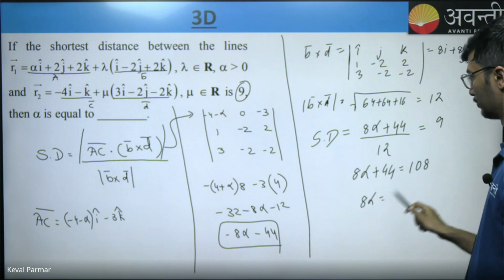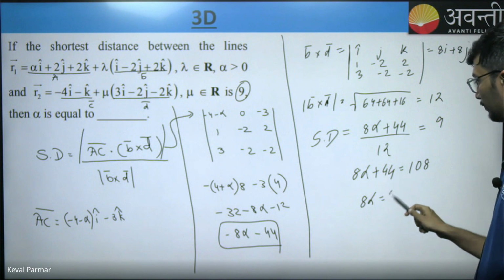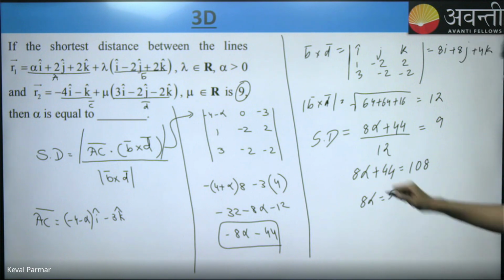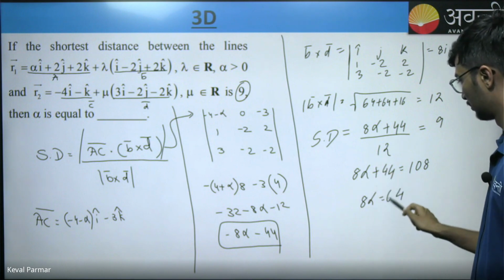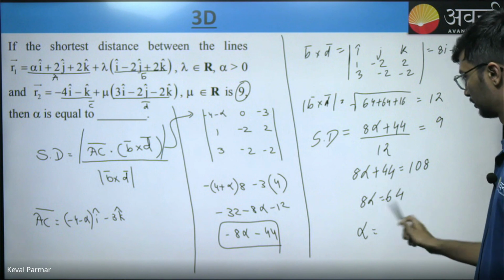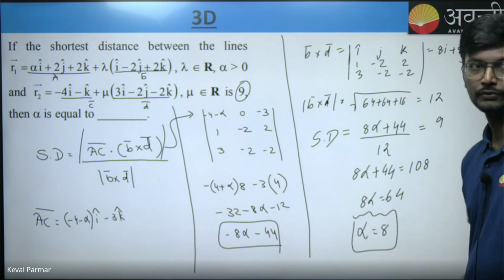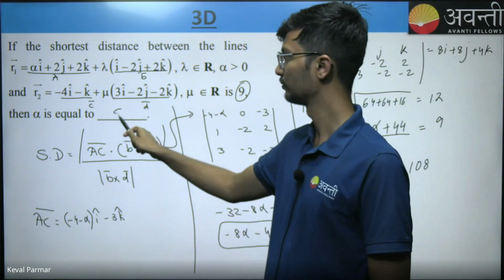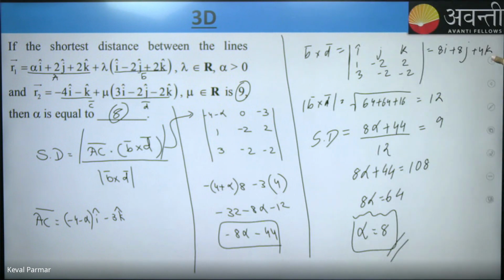8 alpha equals to 64, I think, or 54. 64, right? Yeah. So alpha equals to 8. This is my answer. This is an integer type question, guys. Alpha equals to 8. Okay, let's see what we have next.